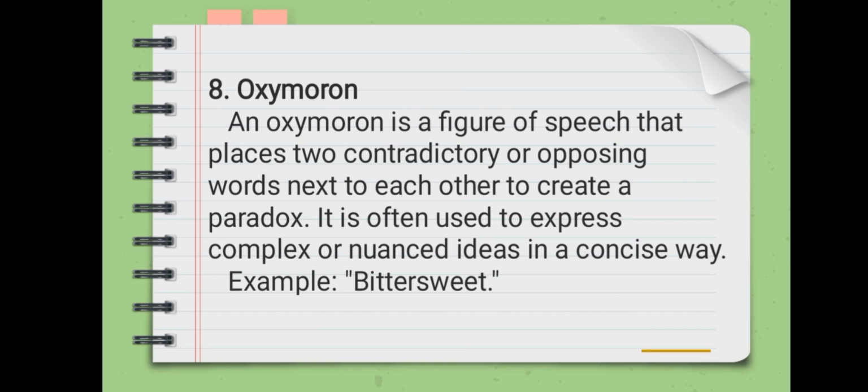So next, we have oxymoron. So what is an oxymoron? Oxymoron is a figure of speech that places two contradictory or opposing words next to each other to create a paradox. It is often used to express complex or nuanced ideas in a concise way. For example, bittersweet. This word pairs two opposite things like bitterness and sweetness to express a complicated emotion like feeling happy and sad at the same time.